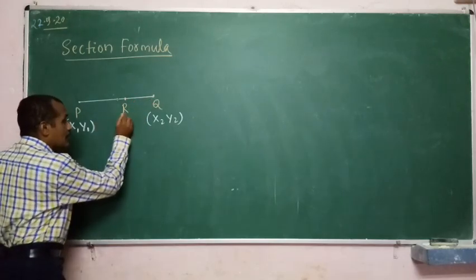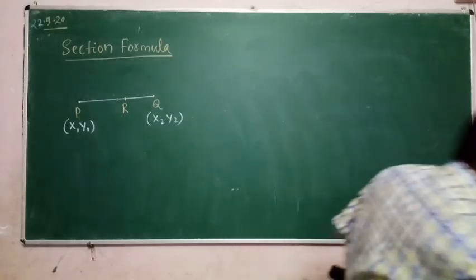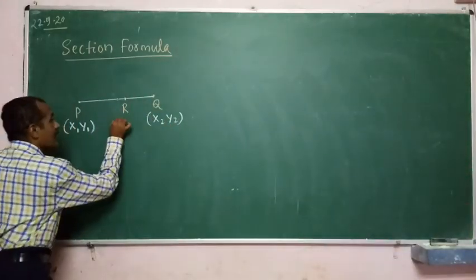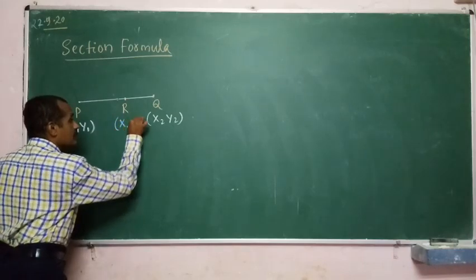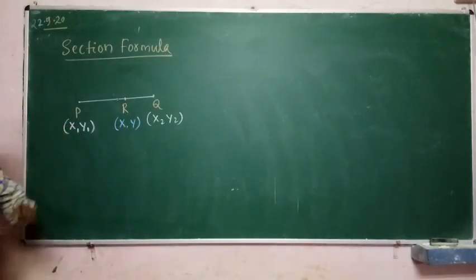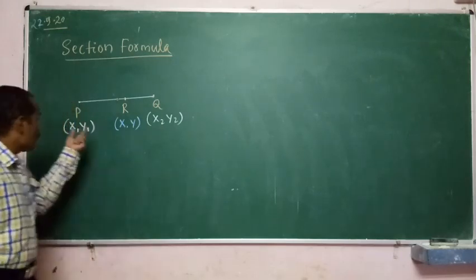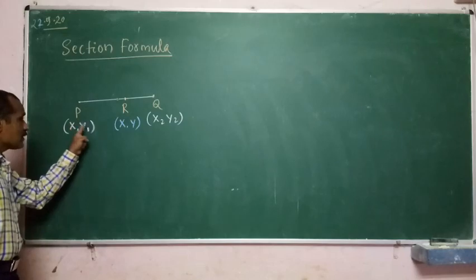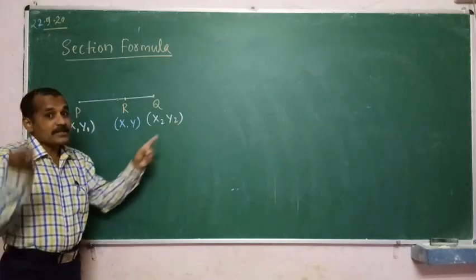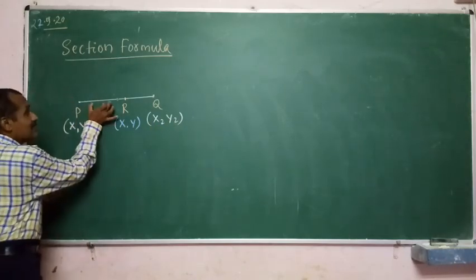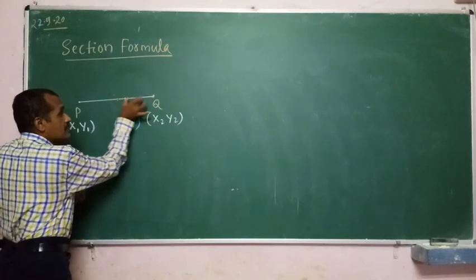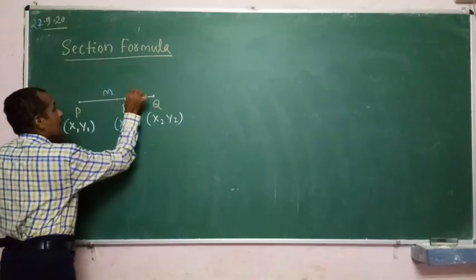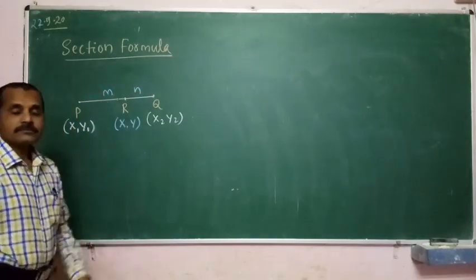And I will call the coordinates of point R as x, y. See, earlier in the distance formula you used to have only x1, y1 and x2, y2. Now x, y, x1, y1 and x2, y2. Three things have come. And see, these are the two parts. And the ratio of these two parts, I will call it as m is to n.